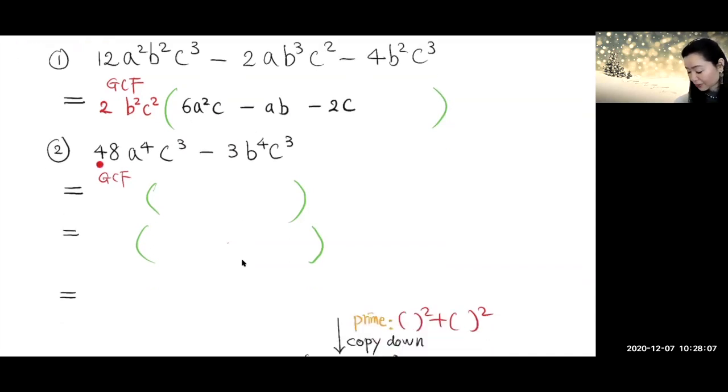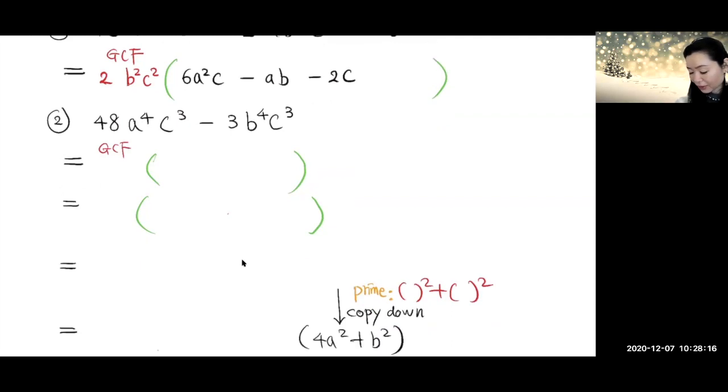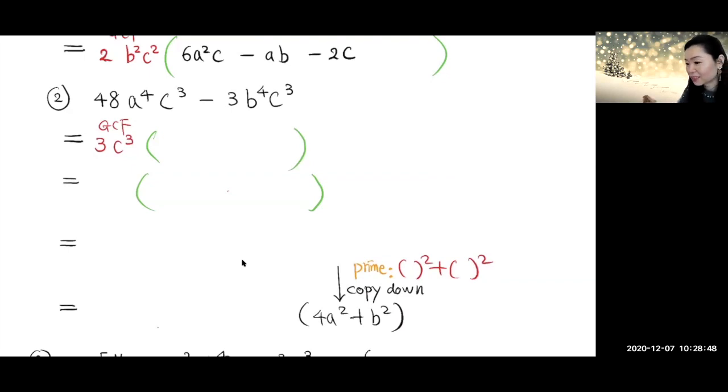Okay, the next one over here. We take out the greatest common factor. The greatest common factor here is what? 3 and 48. The greatest common factor is 3, right? Now this one doesn't have a, so a shouldn't be in the greatest common factor. What about b? This one doesn't have b, so no b in the common factor. For c, you have c cubed and c cubed, so c cubed is a common factor. Now after that, what should I put inside the parentheses?